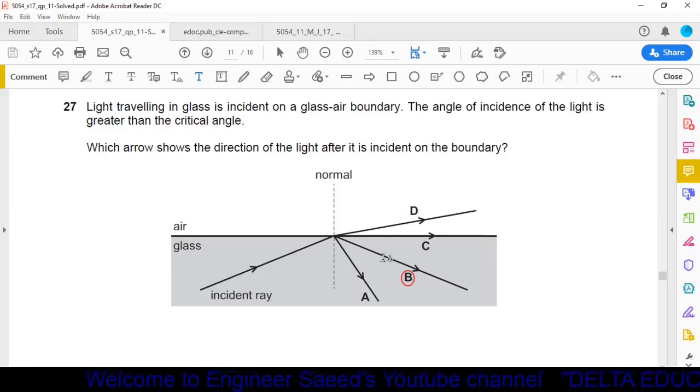What is meant by obeying the laws of reflection? The angle of incidence will be equal to the angle of reflection. So our correct option is option B, because here it is the incident ray, it is the reflected ray, and the angle of incidence, meaning the angle between the incident ray and the normal, is equal to the angle of reflection, that is, the angle between the normal and the reflected ray. So option B is the correct one.